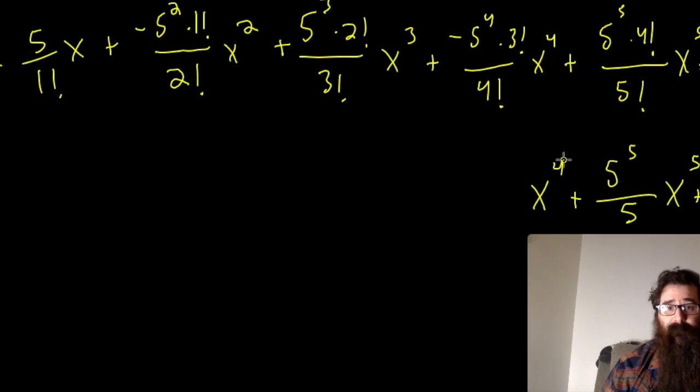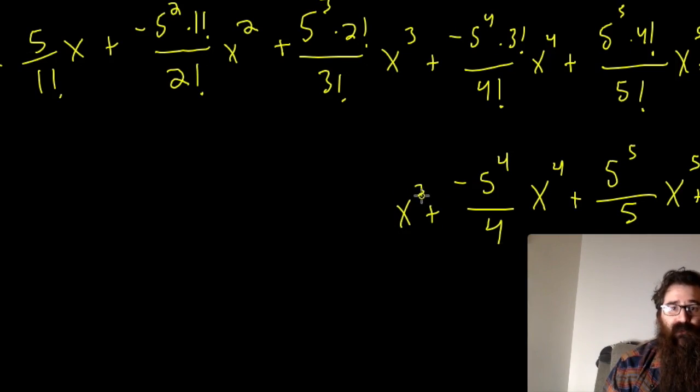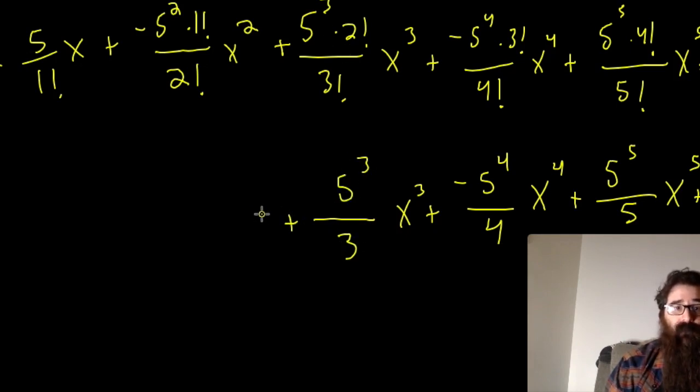What about x to the fourth? I have this 3 factorial over 4 factorial. It's going to cancel, leaving me with just a 4 in the bottom. But then on top, I still have this negative 5 to the fourth. For the x cubed term's coefficient, I have a 2 factorial divided by 3 factorial. It's going to leave me with a 3 on bottom, and then a 5 cubed on top. For my x squared term, I have 1 factorial divided by 2 factorial, which is going to leave me with 2 in the bottom. And then on top I have a negative 5 squared.